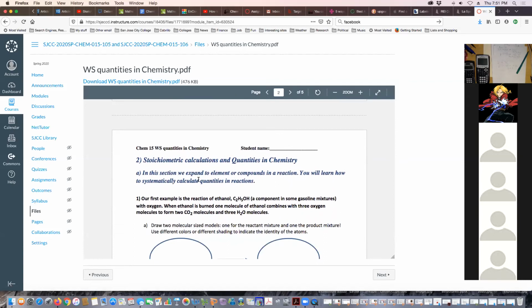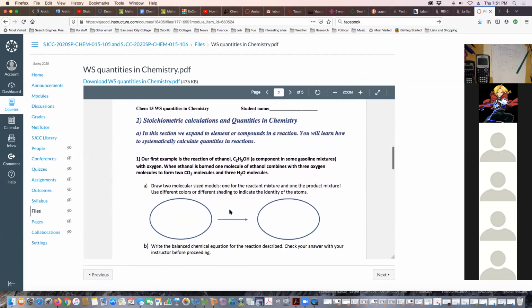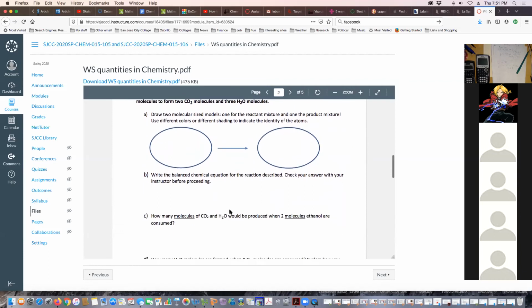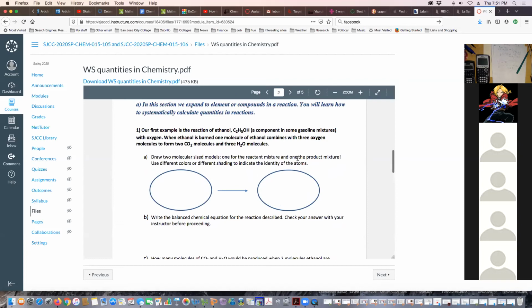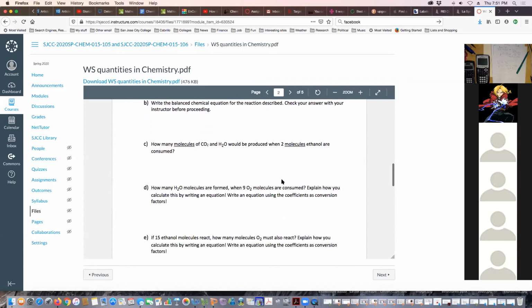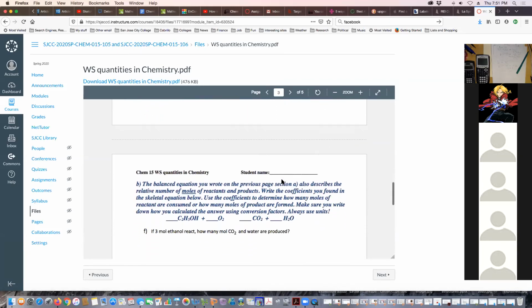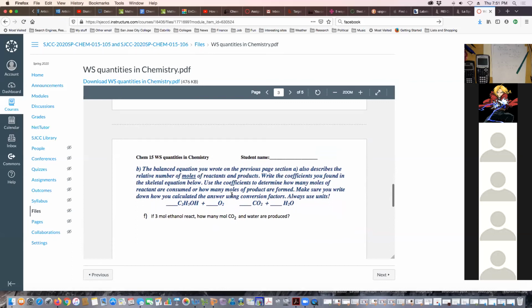And basically the new thing, which I don't like how this worksheet does, is I would have talked about the mole ratio more, but that's okay. They do talk about it. How many molecules of CO2 and H2 would be produced when 2 molecules of ethanol are consumed? So basically the idea is you have to have a balanced equation, right? And oh, the balanced equation. So there it is. Let's do a balanced equation.